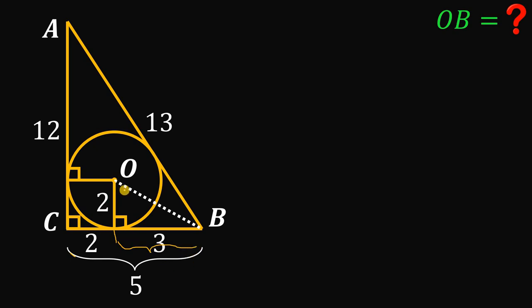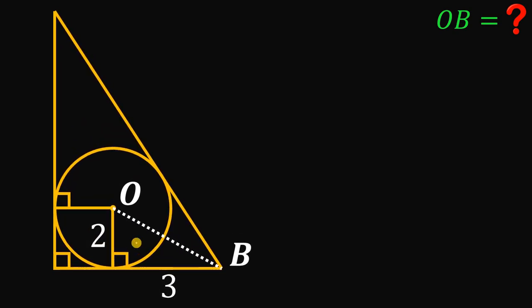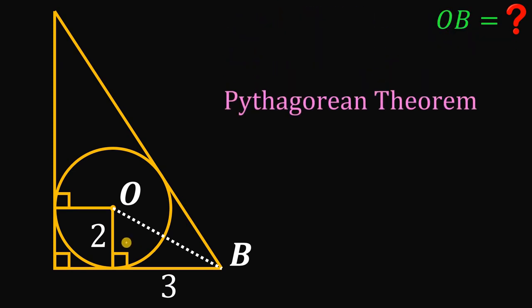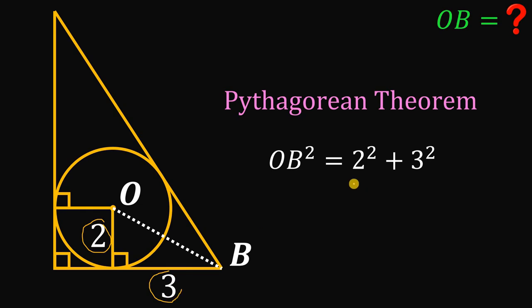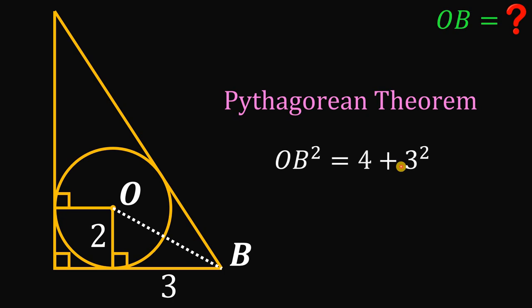Now, we are ready to find the distance of this center O to this vertex B. Let's focus on this right triangle. Since it is a right triangle, we will use, of course, the Pythagorean theorem. So we have OB raised to the power of 2 equal to 2 squared plus 3 squared. Let's simplify. 2 squared gives us 4, and 3 squared gives us 9. Finally, 4 plus 9 gives us 13.